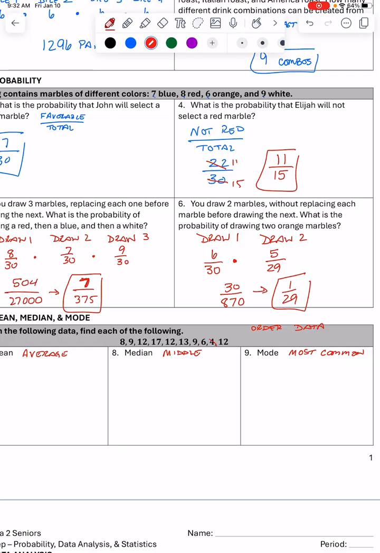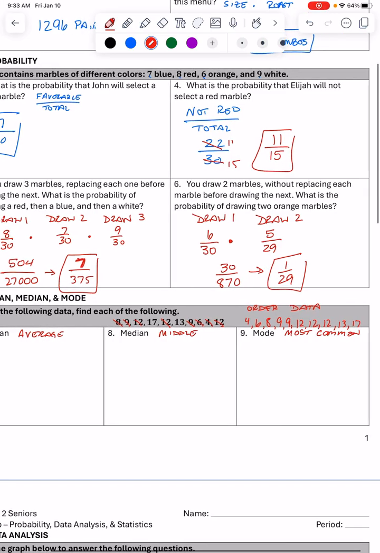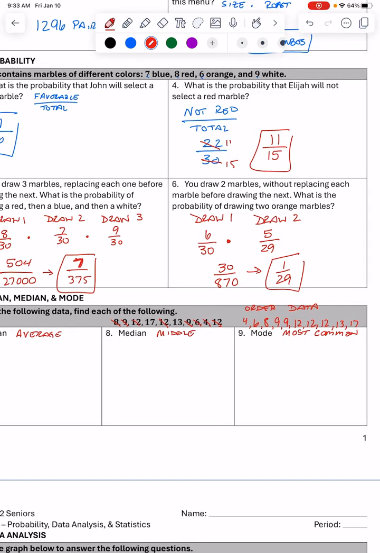So smallest is we've got 4, 6, 8, 9. There's another 9. And then 3 12s. And then 13, 17. Okay. So we order the data. Really, you only need it for the median, but it's just kind of a good idea to order it at the beginning.